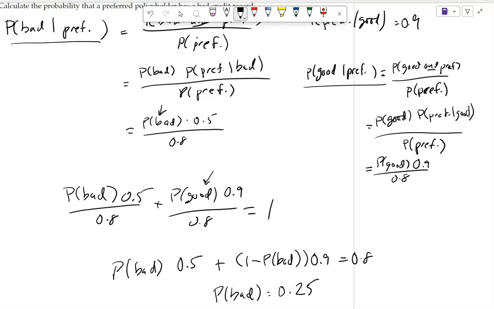Now we're almost done. What do I need to do with that 0.25? Put it back in up there. 0.25 times 0.5, that's a quarter times a half. That's an eighth. An eighth is 0.125. And so you have an eighth times 8/10. So you should get a tenth. You're done.